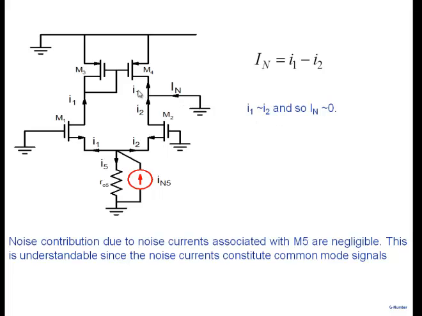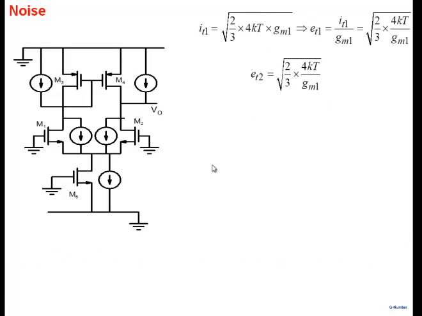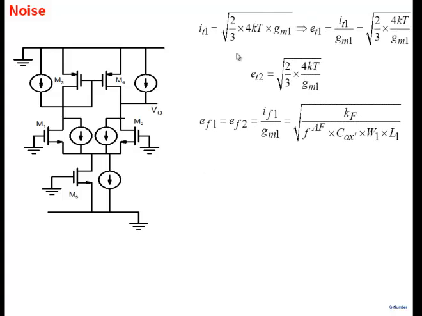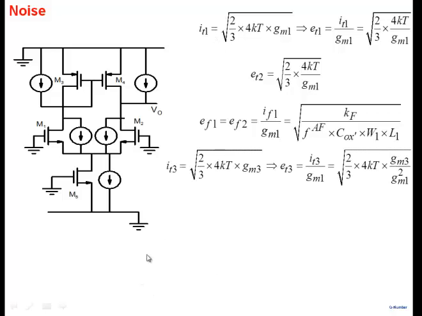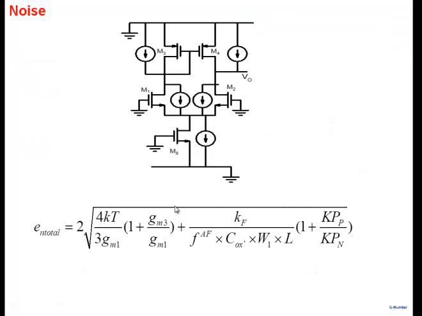It won't be perfectly zero, but you're seeing it's getting rejected. My Norton current is not sensitive to IN5. It's getting rejected by the circuit, right? And therefore this noise current will not bother you, will not contribute much. Okay. So next, we now know all of them here. Now it is more of algebra. You can take thermal noise, you can take flicker noise. So I'm going to skip all of that and tell you what the final value is. That's the final noise voltage referred to the input.